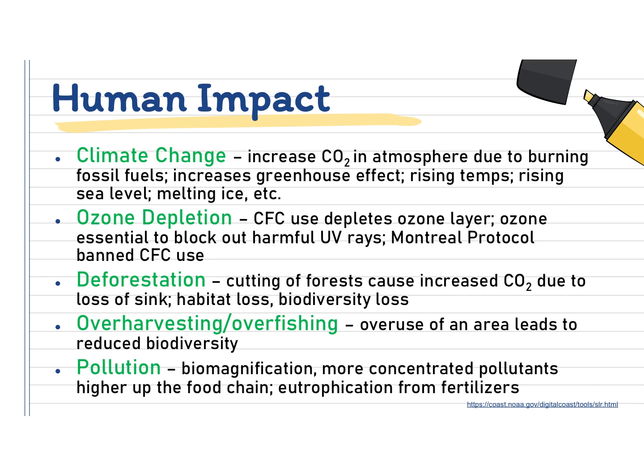And then pollution, we talked about the eutrophication. Also the biomagnification. A pollutant gets magnified. The higher it goes up a food chain, the more concentrated it gets.